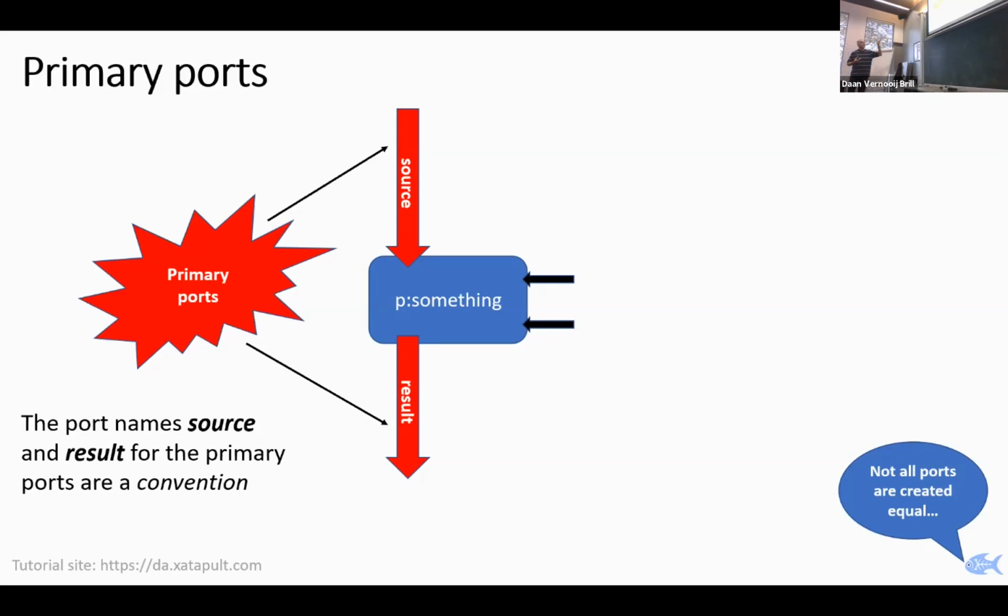usually we can only have one primary input and one primary output port, and most steps, of course, have both because something flows in and something flows out. And the port names for the primary ports are source and result by convention. And if you're ever going to do any real XProc, I suggest you stick to that because that makes things much easier to follow along for another programmer.